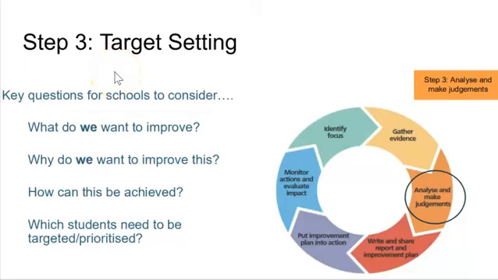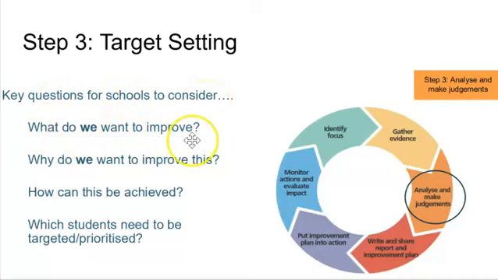DEIS action planning, step 3, target setting. So this is step 3 of our 6-step process, where we analyse and make judgments. Key questions for schools to consider.